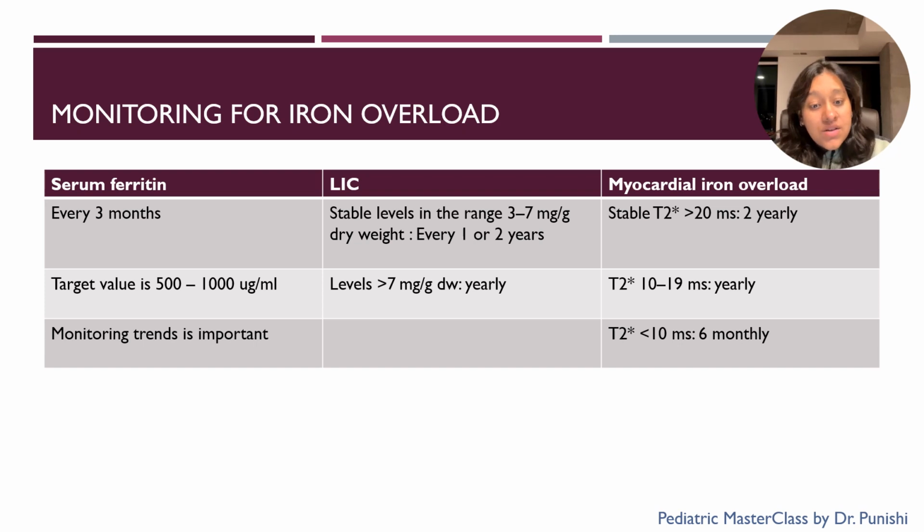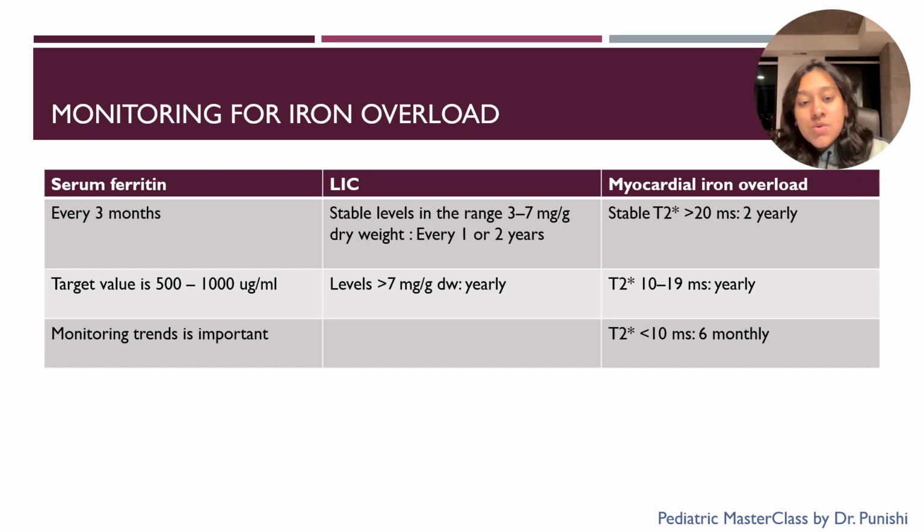The second one is your liver iron concentration. LIC stands for liver iron concentration. If it is stable in the range of 3 to 7 mg of iron per gram of dry weight of the liver, then your T2 star MRI for estimation of LIC needs to be done every 1 to 2 years. But if the levels of LIC exceed 7, that means there is more iron overload, and then you need to do your T2 star MRI every year. So this is the difference as to how you would decide how frequently you would like to do certain investigations depending on what your reports are.